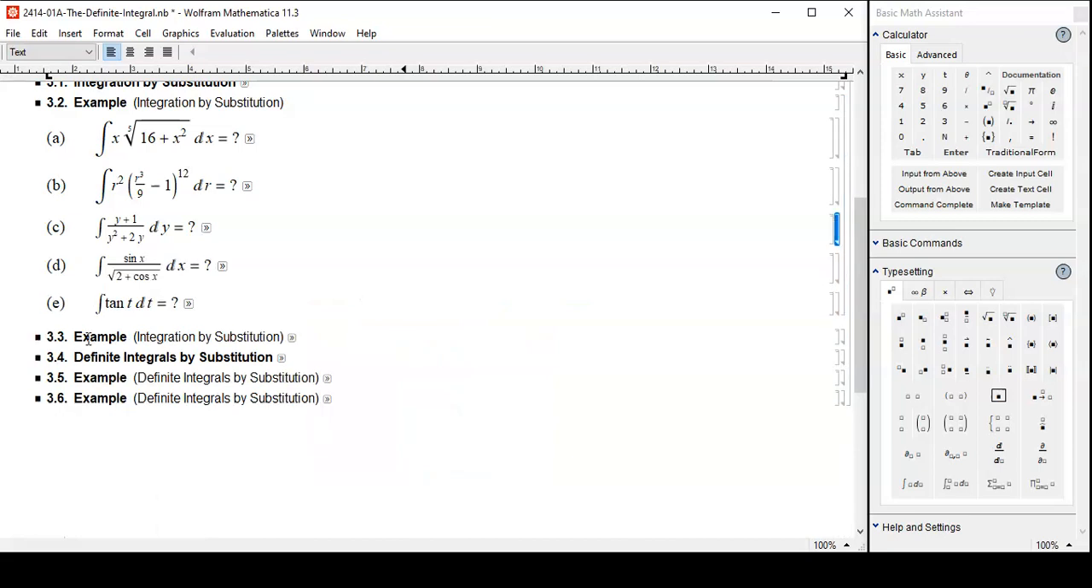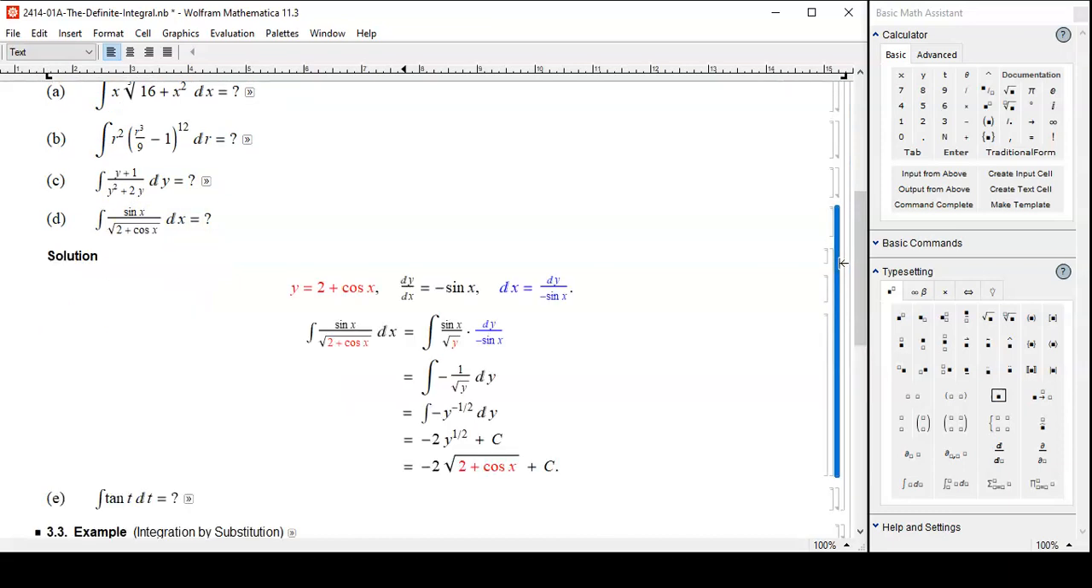How about the next? The inside of this radical will do. And then that's my y. Take the derivative and solve for x. Color coding helps. Substitute all those back in and simplify. You get this y integral.